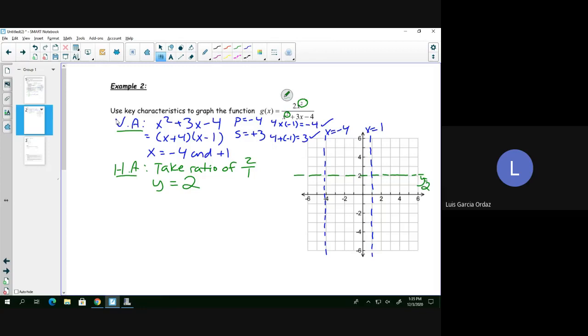So by doing this next example, do you guys understand how to get the horizontal asymptote? To get the horizontal asymptotes, if the degree in the numerator and the degree in the denominator are the same, you're just taking the ratio of the numerator and the denominator. So you're essentially dividing the number that's in front of the x squared in the numerator by the number that's in front of x squared in the denominator.